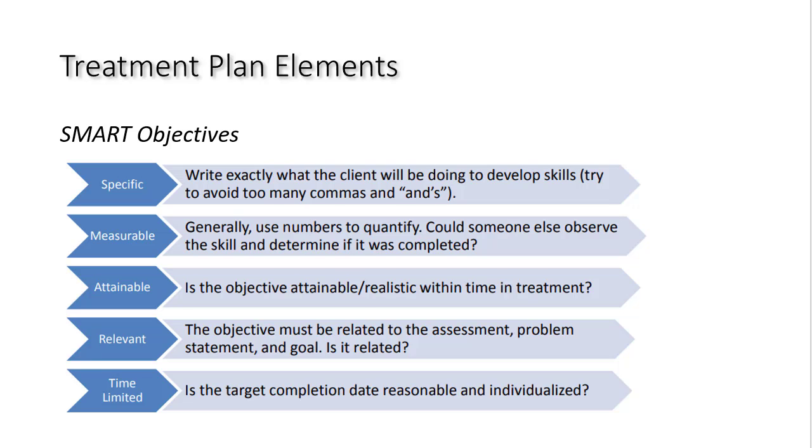So in order for an objective to be SMART, it needs to be specific. What exactly will the client be doing to develop skills? We don't want to have a lot of compound objectives. We want to do one thing at a time. For example, instead of saying the objective is that the individual will go to the store once in the first 3 weeks, twice in the second, or twice in 5 weeks, or 3 times in 9 weeks, that's too much. We need to break that down into separate objectives.